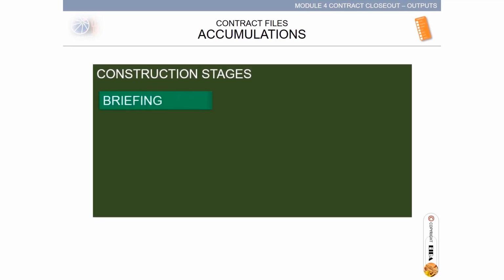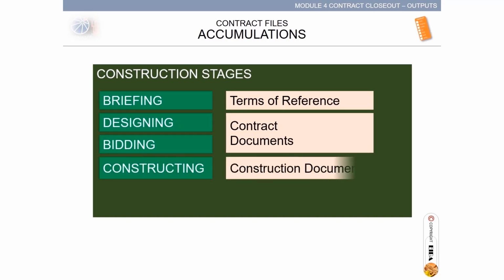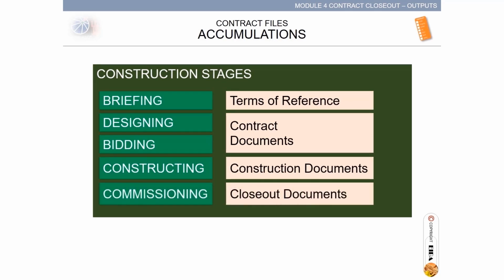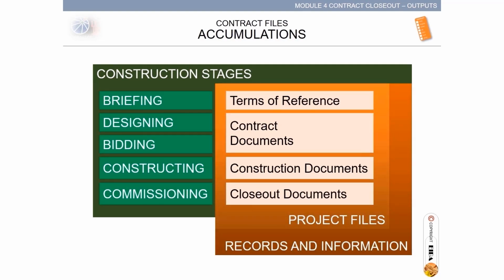Contract file accumulations. In the construction stages, at briefing, all terms of reference. At designing and bidding, the contract documents. At constructing, all construction documents. During commissioning, all closeout documents. These are the project files and become the project's records and information.